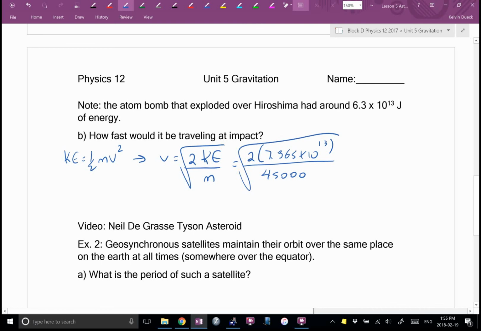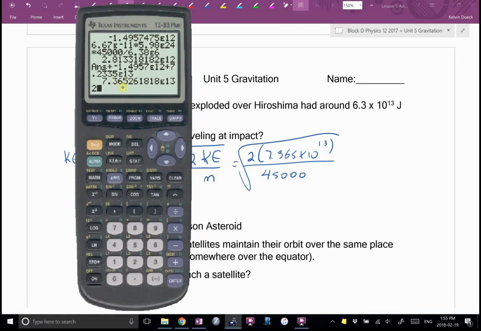Sorry? No, I'm just wondering because the KE, isn't it 6.3? No, that's Hiroshima. Oh, that's an atom bomb. I want the one from the previous page. Okay. So it's going to be 2 times, but I almost forgot the square root. That would have been a little awkward. Divided by that, square root.